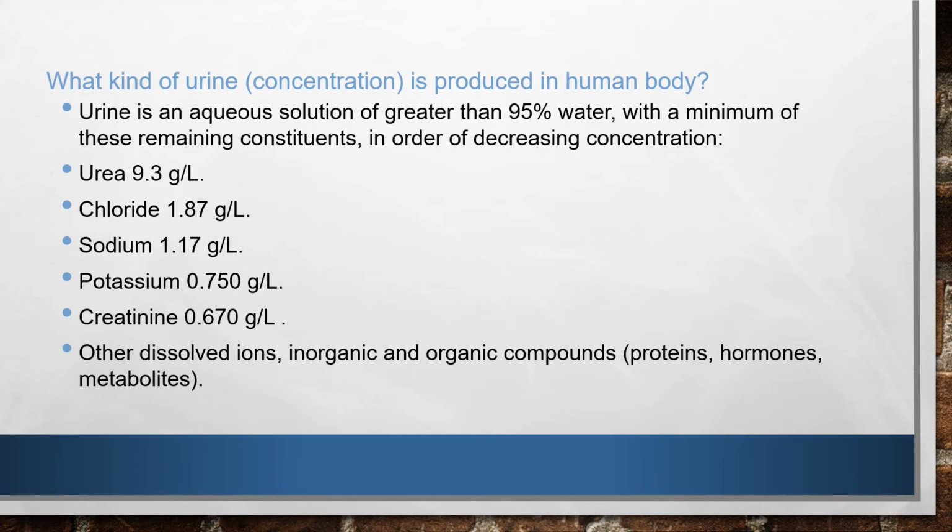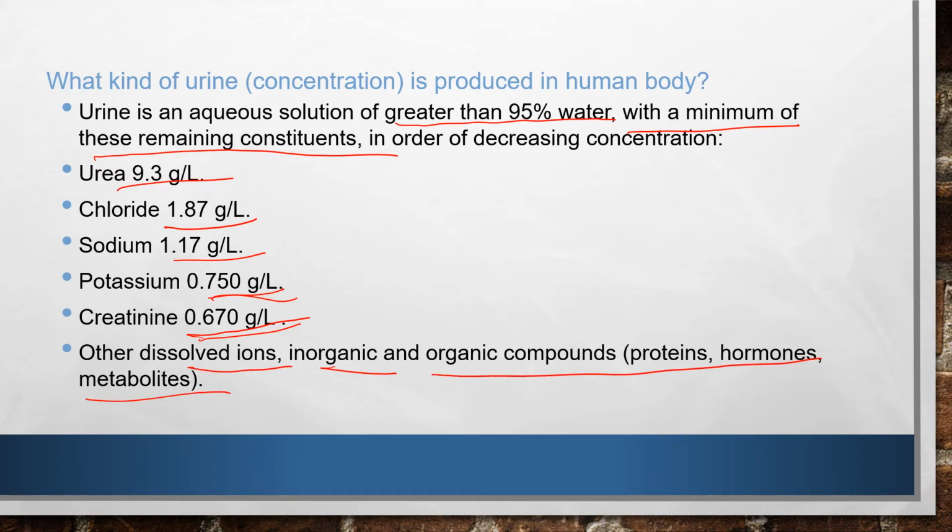Now urine, we all know, is an aqueous solution, greater than 95% water, with a minimum of the remaining constituents. What are the constituents? Urea is 9.3 grams per liter, chloride is 1.87 grams per liter, sodium is 1.17 grams per liter, potassium is 0.750 grams per liter, creatinine is 0.670 grams per liter. Other dissolved ions, inorganic and organic compounds, proteins, hormones and metabolites are also present.